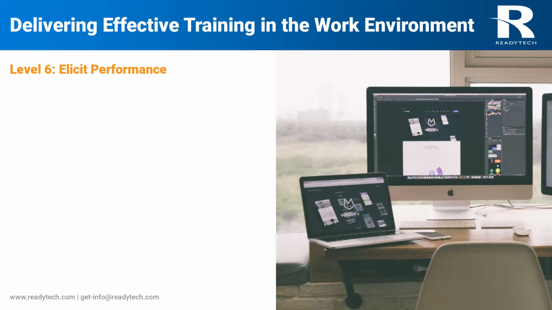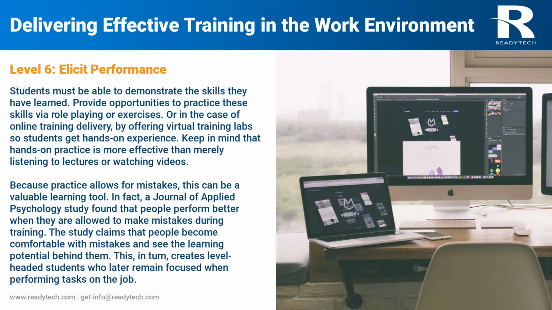Level 6. Explicit performance. Students must be able to demonstrate the skills they have learned. Provide opportunities to practice these skills via role-playing or exercises, or in the case of online training delivery, by offering virtual training labs so students get hands-on experience. Keep in mind that hands-on practice is more effective than merely listening to lectures or watching videos. Because practice allows for mistakes, this can be a valuable learning tool.